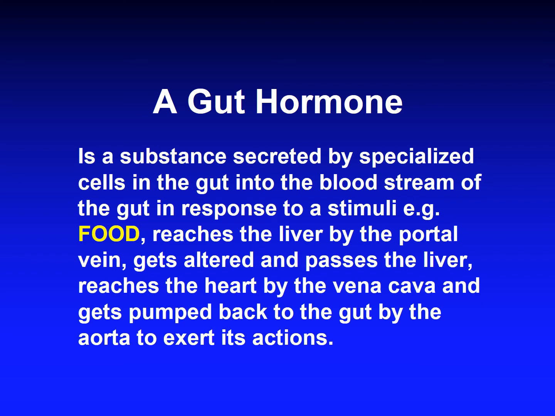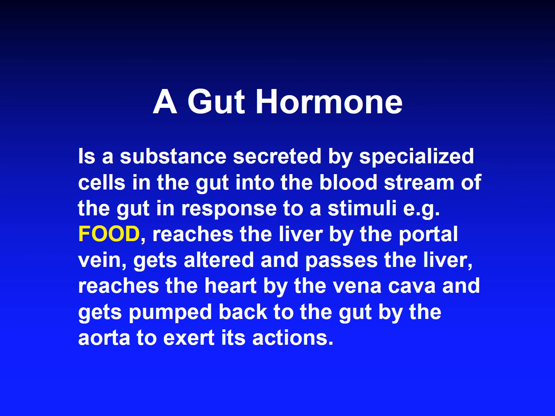So the gut hormone is a substance secreted by a specialized cell from the gut, goes to the bloodstream of the gut, gets altered in the liver, gets pumped back by the heart to the gut again to produce its function. So it's produced by the gut and it functions on the gut. It affects the gut. So gut to gut. That's why it's called the gut hormone. So now, this is the definition of the gut hormone.